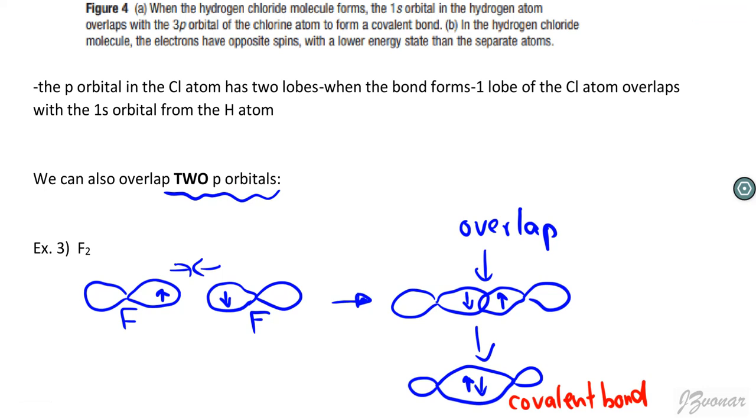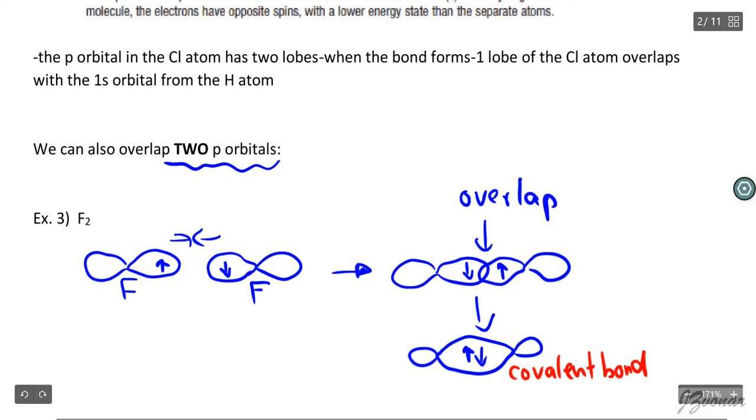So in essence, what's happening here is the orbitals which are half full can be two s orbitals, it could be an s and a p half-filled orbital, or it can be two p orbitals. As long as there's only one electron, we can have them overlap and form a covalent bond.